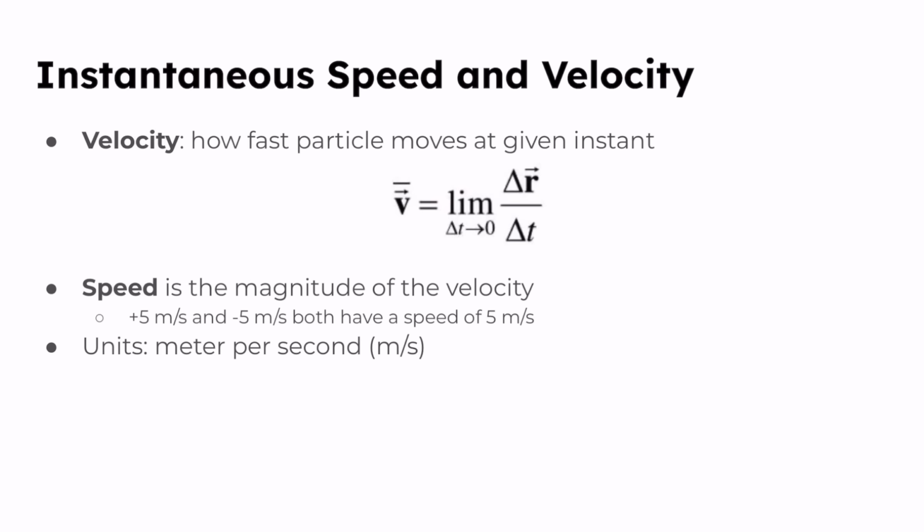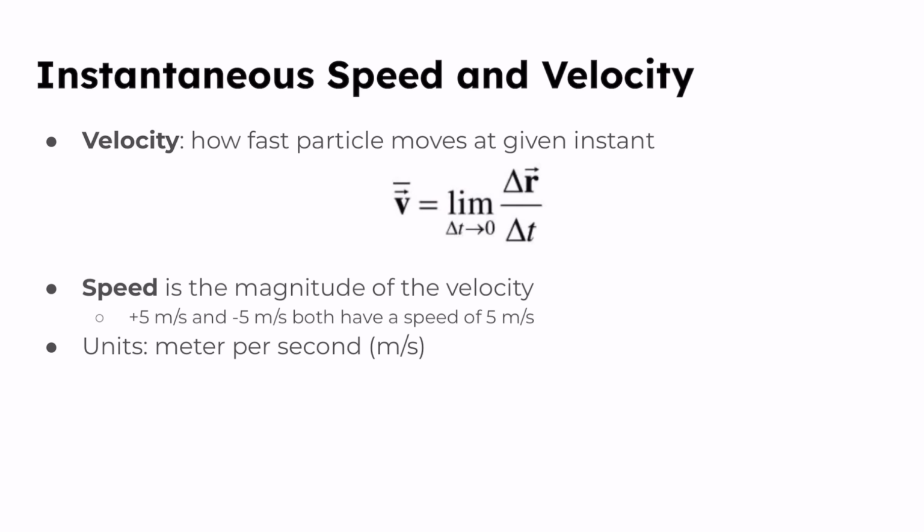But here, we're going to measure how fast the particle moves at a given instant. Now, if we think about it, that's just like an average velocity, but the time is getting very close to 0. So here, what we do is we take the limit as the time approaches 0 of the average velocity. Now, the speed is just the magnitude of the velocity, or the instantaneous velocity, which we usually call the instantaneous velocity. And then we'll call the average velocity the average velocity.